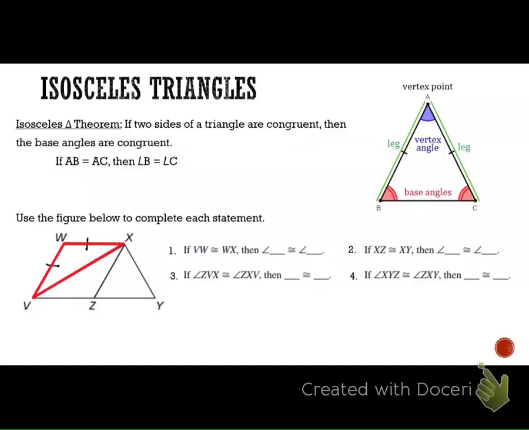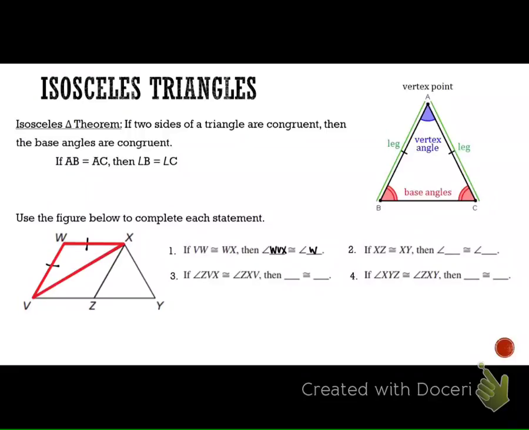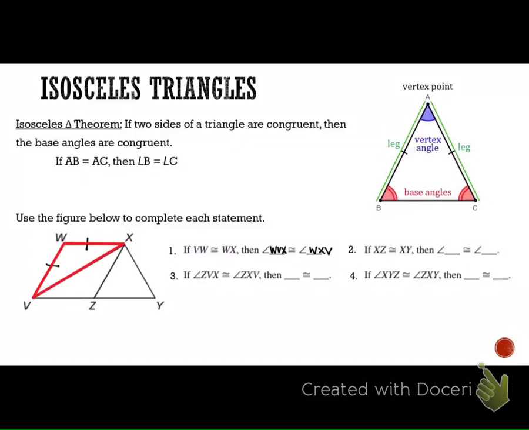WVX and what's this one? Nope, you have to use the red lines here. And X needs to be the middle one because that's your angle there. WXV is good. Remember that the vertex needs to be in the center. Angle ZVX, which is that one, and ZXV.